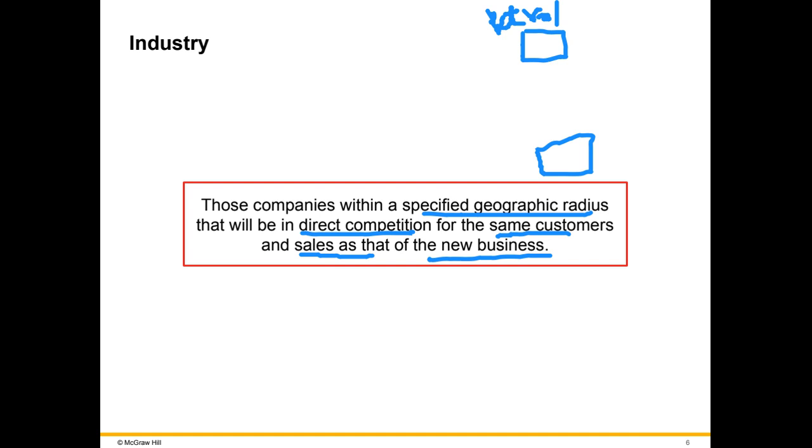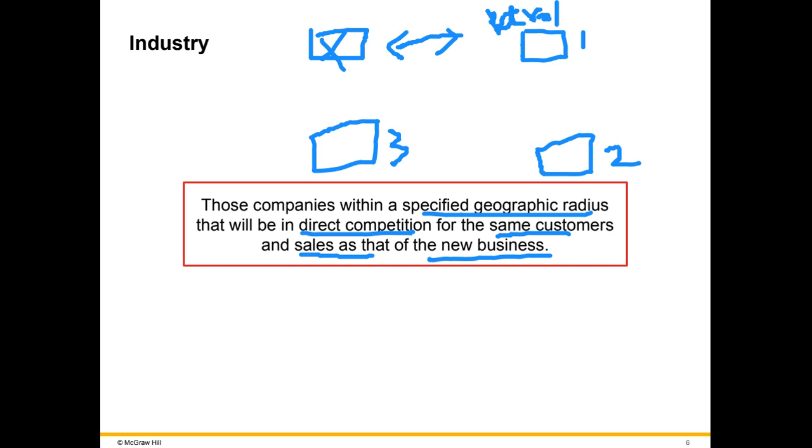Then you can identify the area which is not being served by your competitors, and you can offer your services over there. So petrol stations are a simple example.